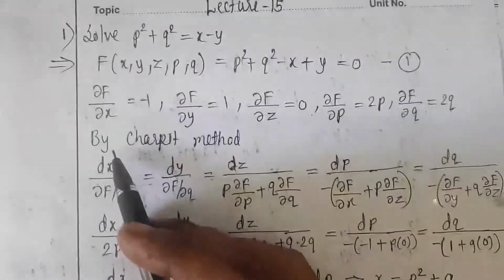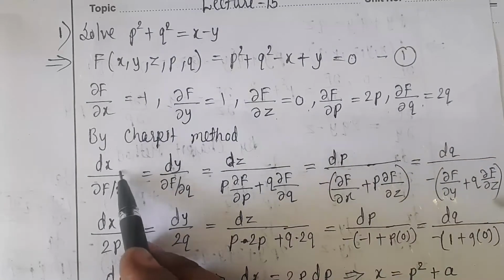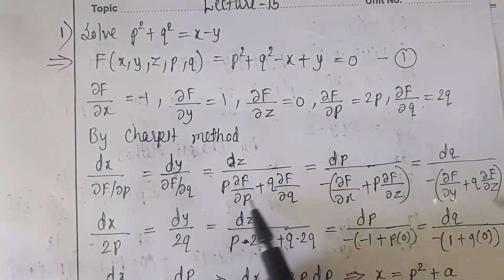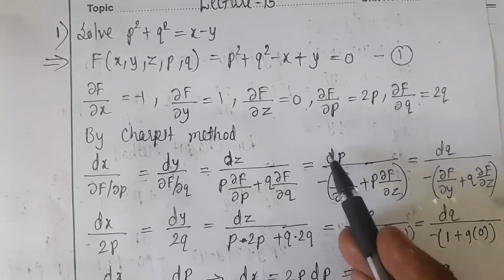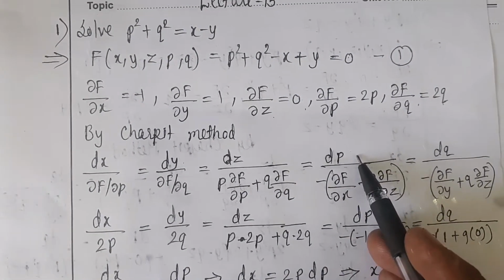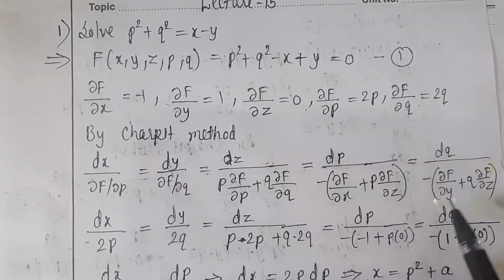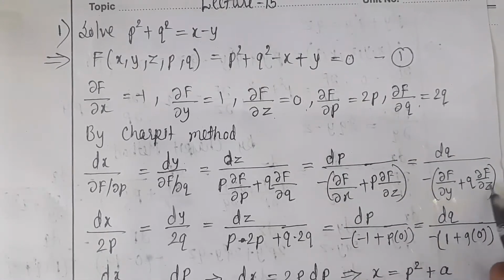So by Charpit method, the subsidiary equations become dx upon del f by del p is equal to dy upon del f by del q is equal to dz upon p del f by del p plus q del f by del q is equal to dp upon minus of del f by del x plus p del f by del z is equal to dq upon minus of del f by del y plus q into del f by del z.